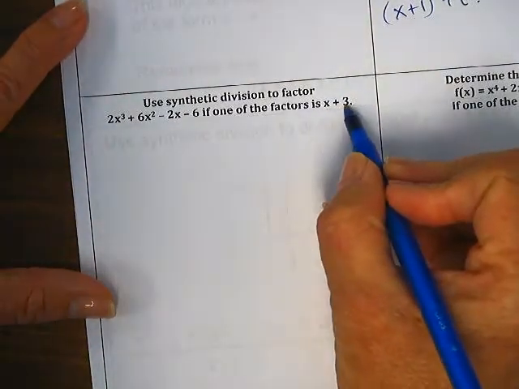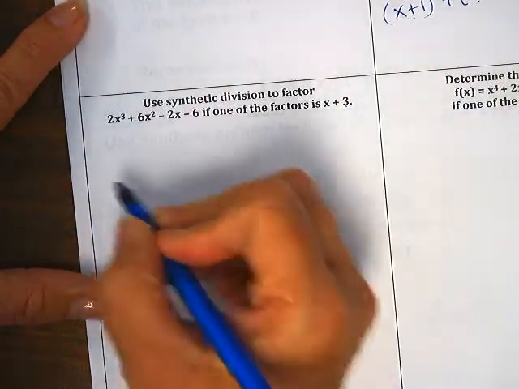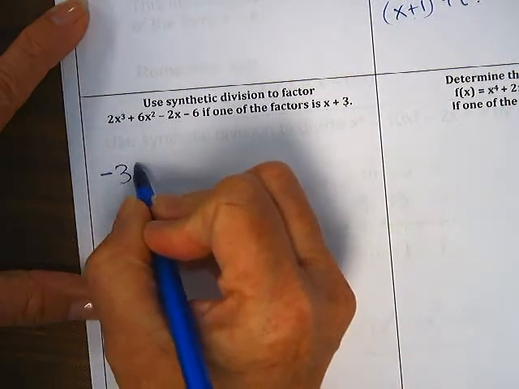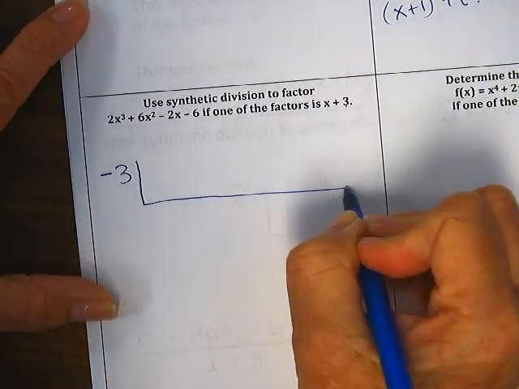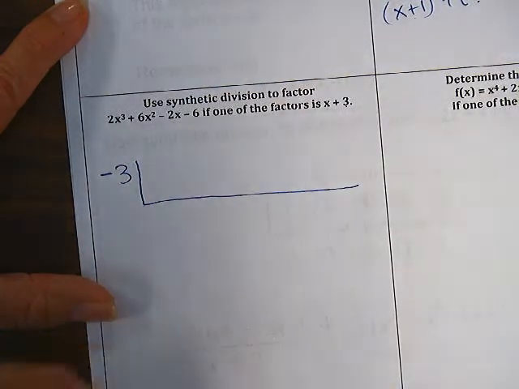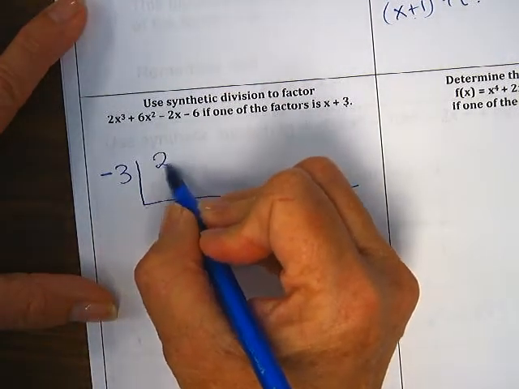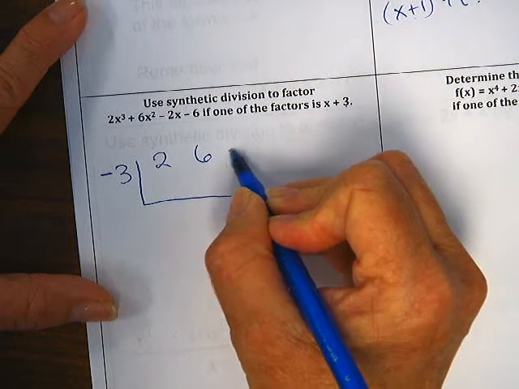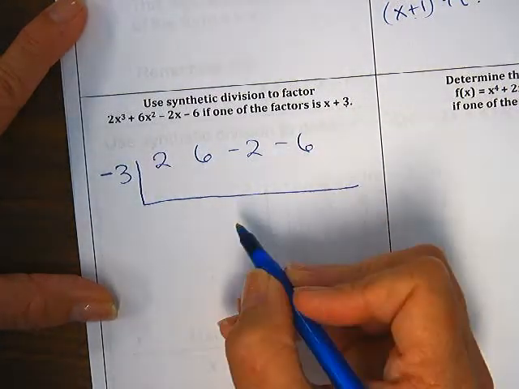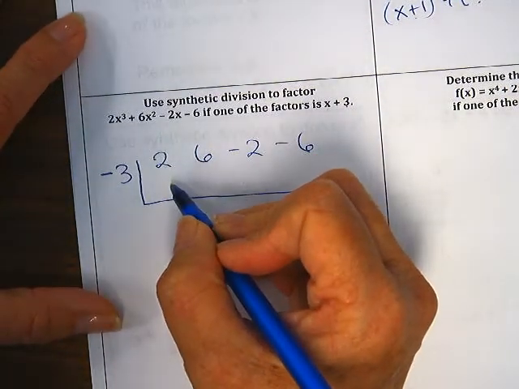We're dividing by x plus 3 as our factor. So again, for synthetic division, you put the opposite sign. And then we put our coefficients using 0 as placeholders. Our coefficients are 2, 6, negative 2, and negative 6. And we just go through and work this.